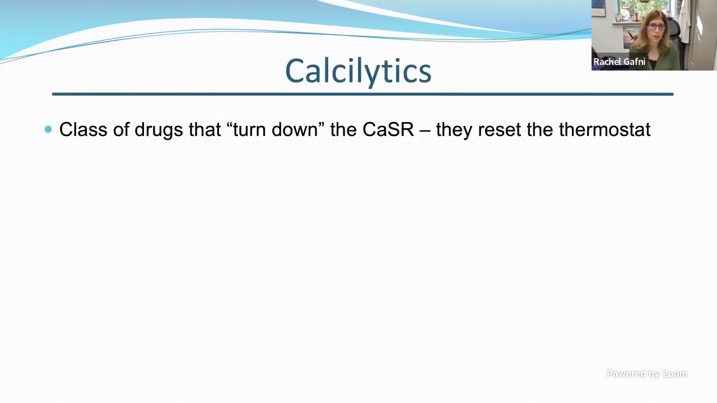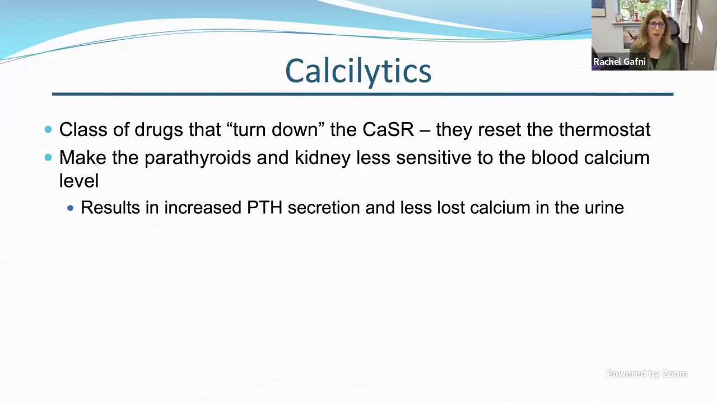So calcilytics are a class of drugs that turn down the calcium sensing receptor. They basically reset that thermostat that Dr. Rosczko was explaining so nicely. They make the parathyroids and the kidney less sensitive to the blood calcium level. And as a result, when the receptor is less sensitive and it thinks that there's less calcium around, this causes increased PTH secretion and less calcium lost in the urine, with the goal of increasing the blood calcium level back to normal.